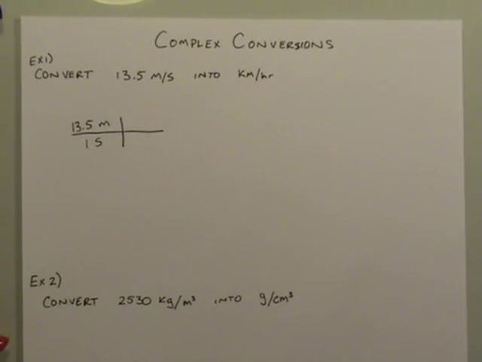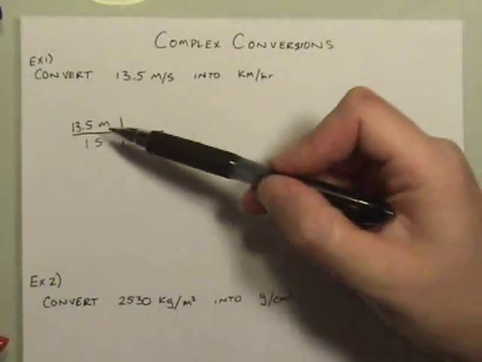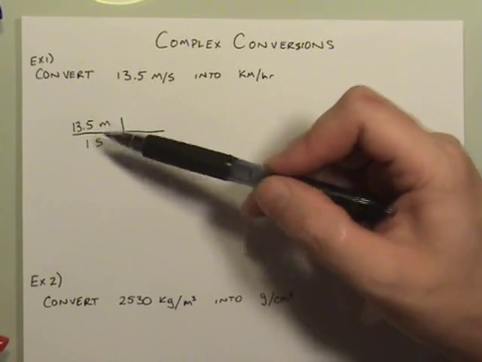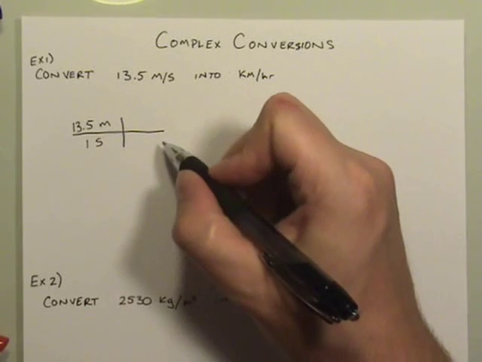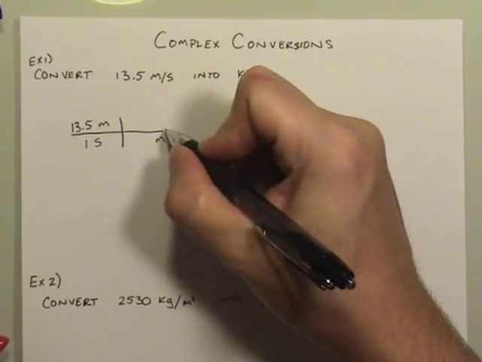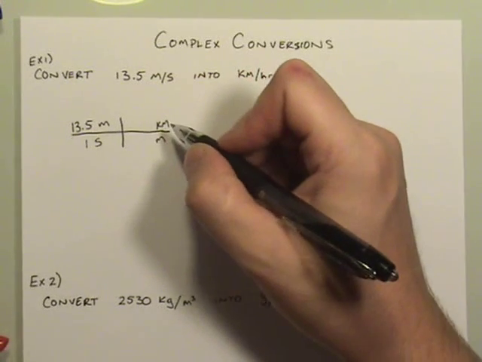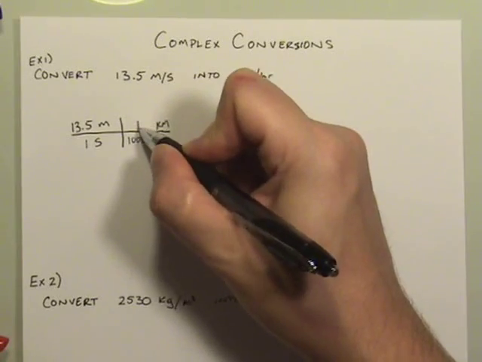Okay, and we're going to do everything in one conversion, but we're going to do it one part at a time. Generally I take care of the one on the top first, so let's take care of the distance conversion first. I want to go from meters into kilometers. Meters will have to go to the bottom and kilometers will have to go to the top. And I know that there are 1,000 meters in every kilometer.